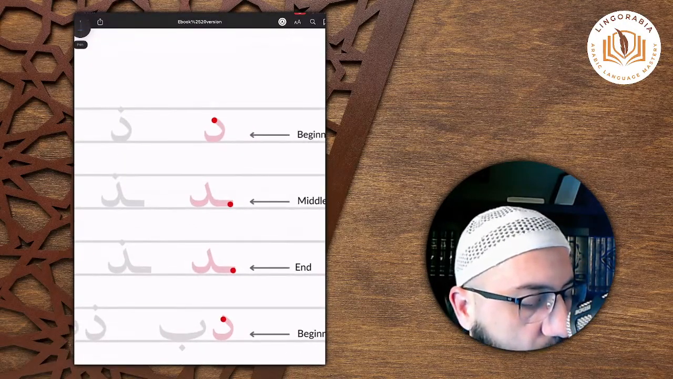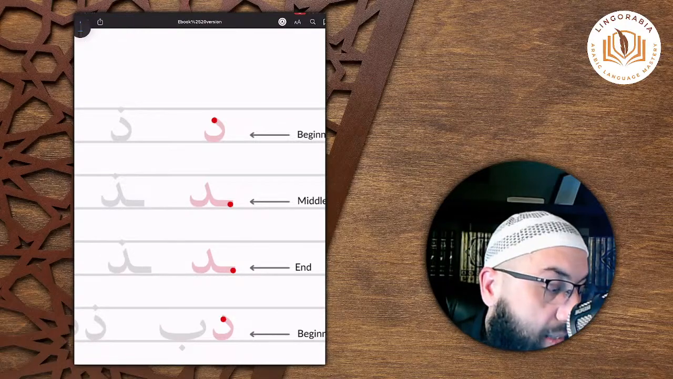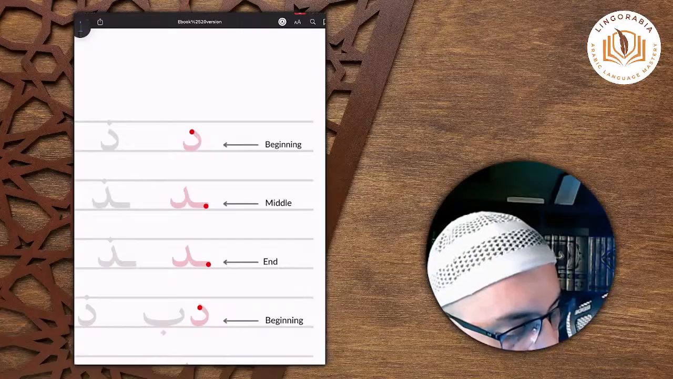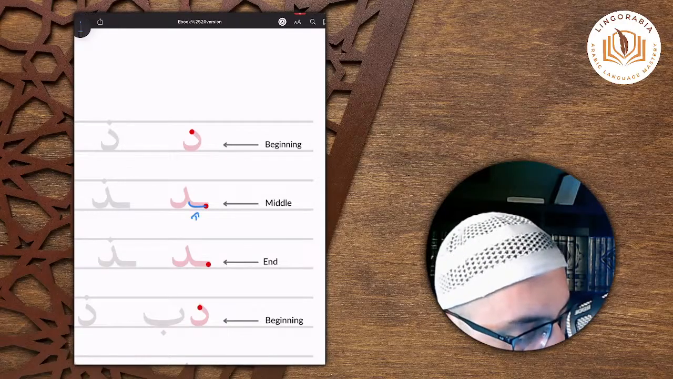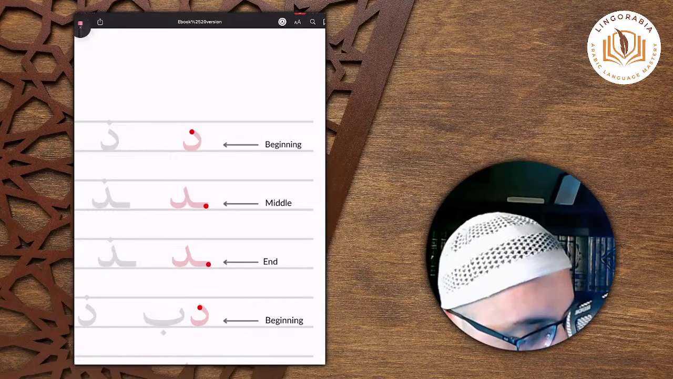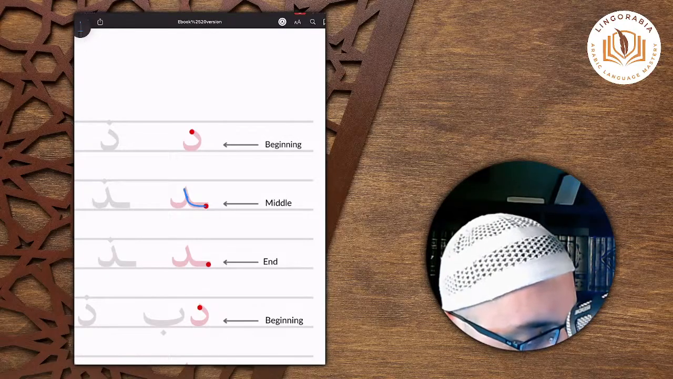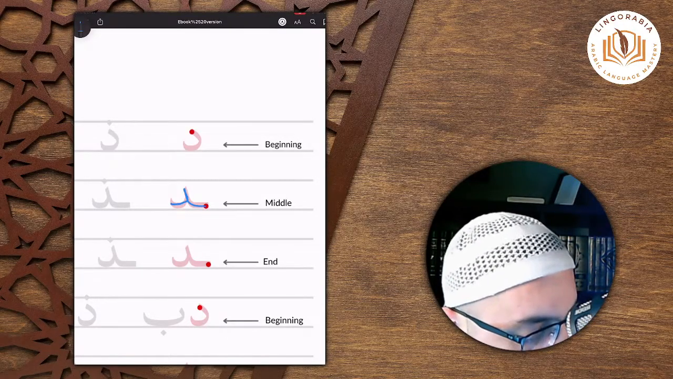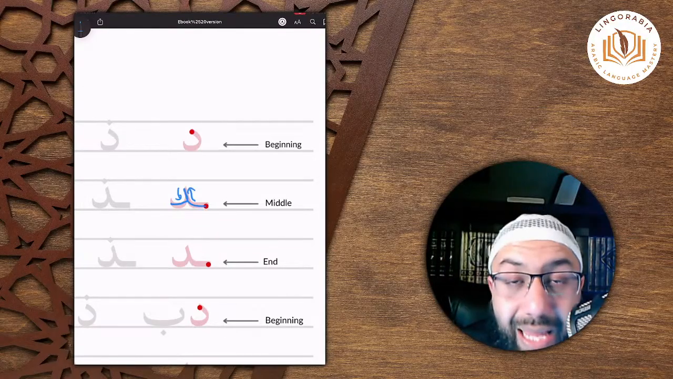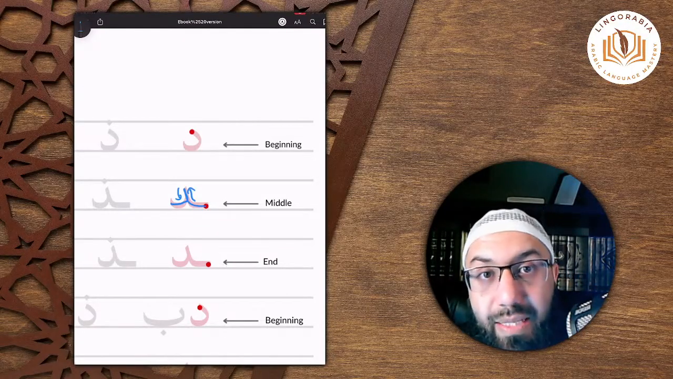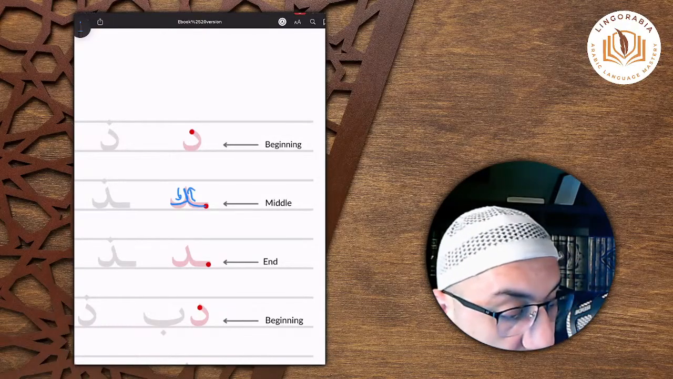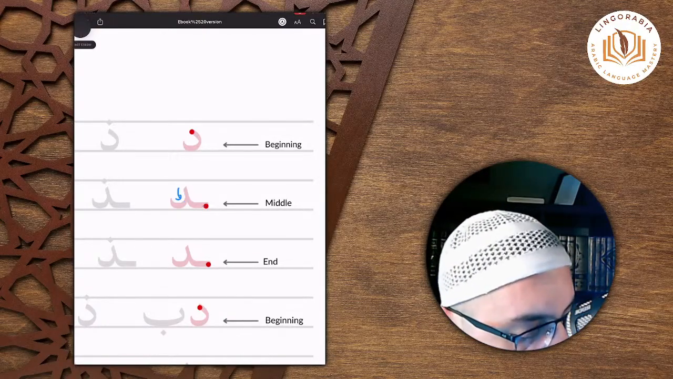When it comes to the dal and the dhal in the middle of a word, what you do basically, if this is the other letter, you don't release the pen. Like the jim, you go up and you go down again. So you go first up and then you come back with the pen down. With the dal and the dhal, guys, you don't release the pen.